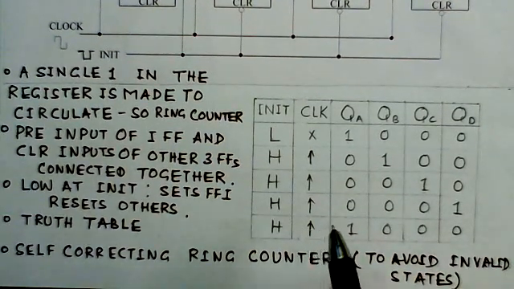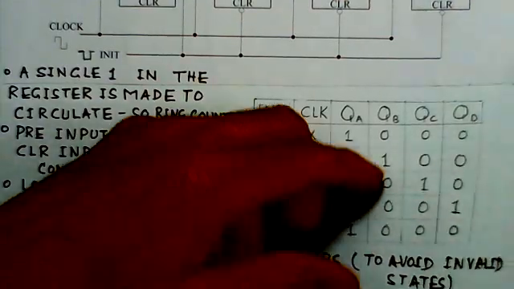Since it's a 4-bit shift register, the number of counts could be 16, but we are taking only 4 counts from this. So there is a possibility of this counter going to unwanted states. So you need a self-correcting ring counter to avoid invalid states from coming in.